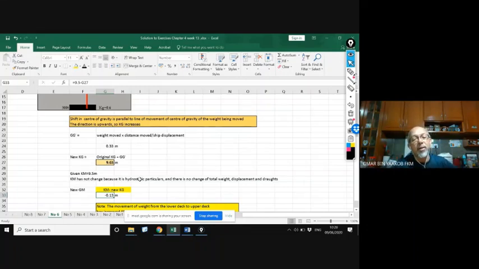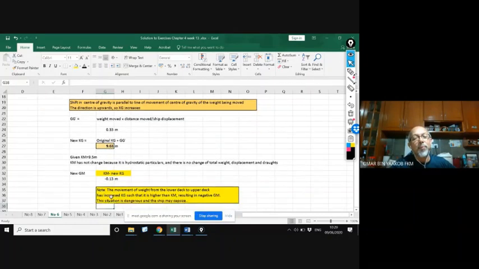So 9.5 minus the new center of gravity KG, 0.13 sorry, so the GM becomes negative. Note that the movement of weight from the lower deck to the upper deck has increased KG such that it is higher than KM, resulting in negative GM. This situation is dangerous and the ship may capsize. So GM must always be kept positive.